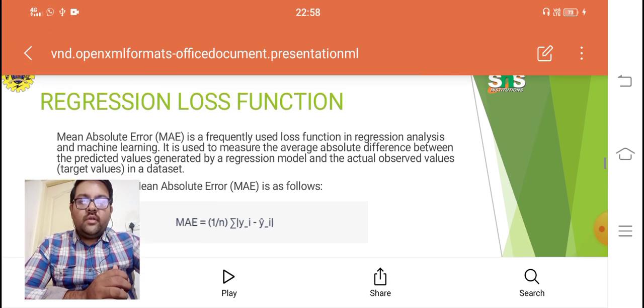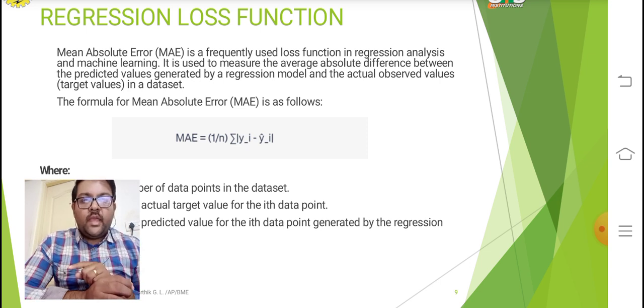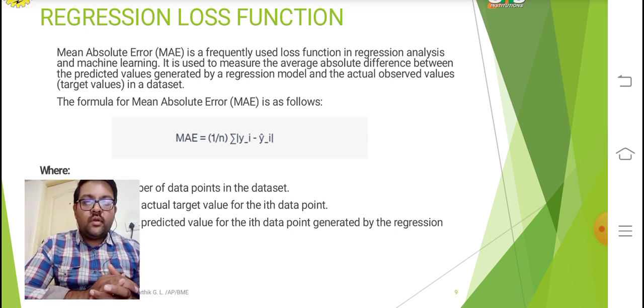Regression loss function: mean absolute error (MAE) is a frequently used loss function in regression analysis and machine learning. It's used to measure the average absolute difference between the predicted value generated by the regression model and the actual observed values, that is the target value in a given data set. The formula for mean absolute error is as follows.